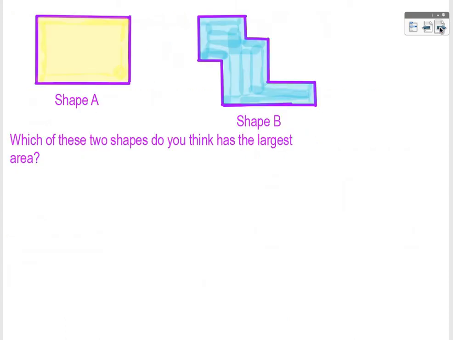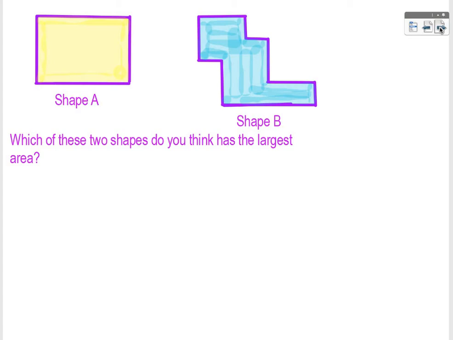Now, on the screen in front of you, there are 2 shapes, shape A and shape B. I've coloured the area of shape A in yellow and the area of shape B in blue. Now, if you could have a little look at those 2 shapes for me, please, and think about which one do you think has the largest area? Now, some of you might have gone for shape A, some of you might have gone for shape B. Either of those are feasible because there doesn't look like a great deal of difference between them. It's quite hard to tell looking at those 2 shapes which has got the greatest area.